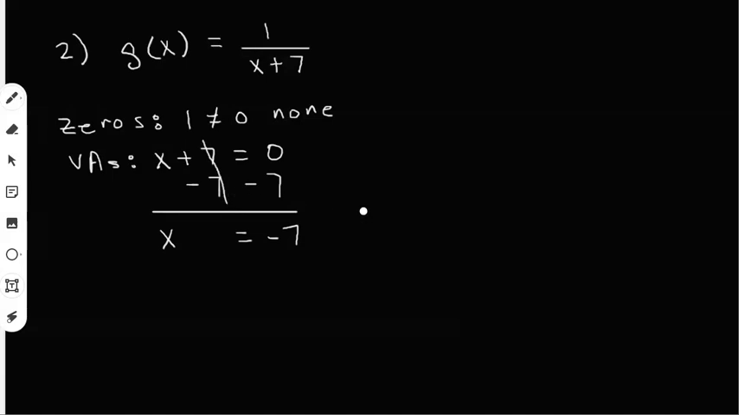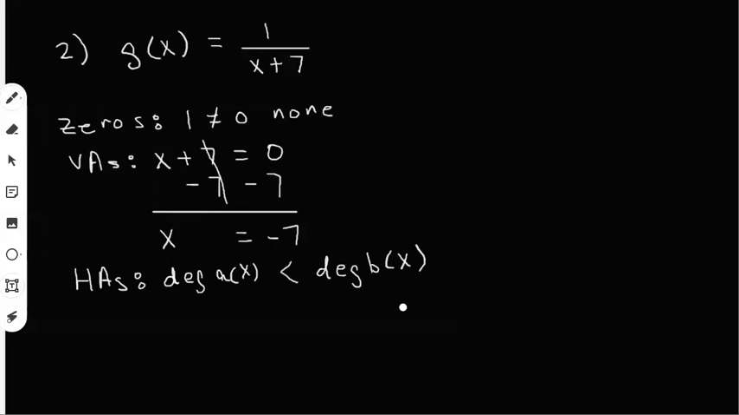So x equals negative 7. That's going to be my vertical asymptote. Now for horizontal asymptote, I want to consider the degree of the top and the degree of the bottom. So let's do degree of a of x, which is the top polynomial, and let's compare it to the degree of b of x, which is the bottom polynomial. Well, the bottom is obviously going to have a bigger exponent, so I'm going to put a less than symbol just to show you that the bottom is going to be bigger than the top.